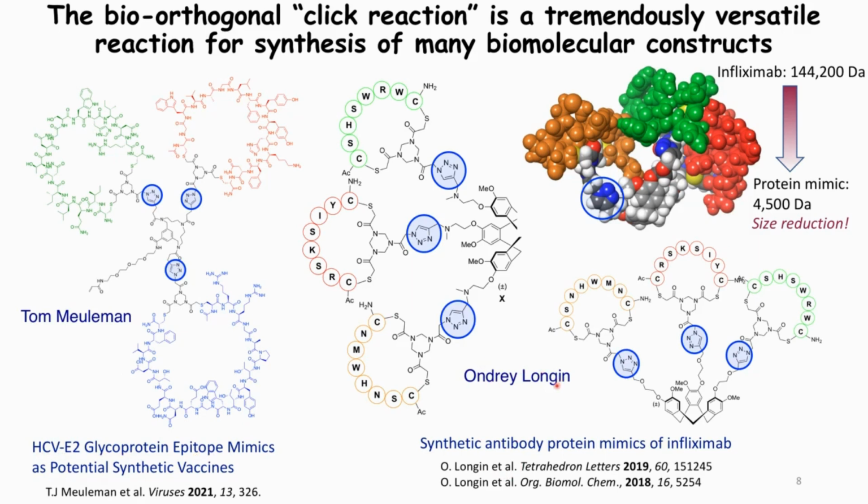Ondra Longren in my group could use this same click reaction, and I want to emphasize again, these are highly functional molecules, and they only react with the azides and the alkyne, giving rise to these constructs which are protein mimics, and mimics in this case of infliximab or Remicade, which is clinically used as a biologic for the treatment of human tumor necrosis factor alpha, which plays a role in human autoimmune diseases.